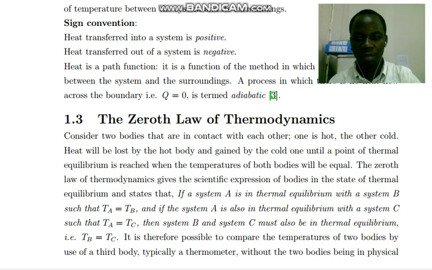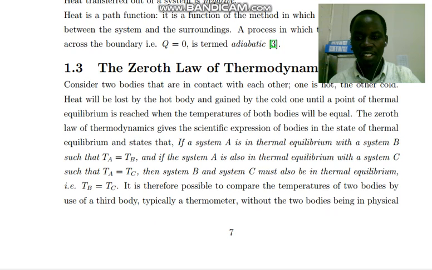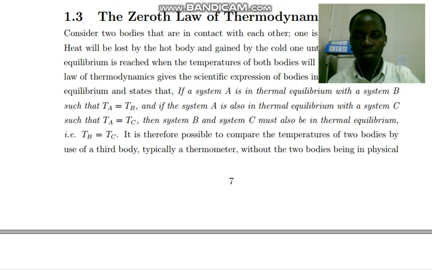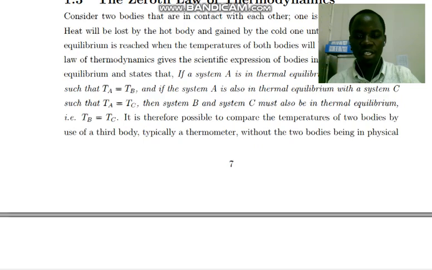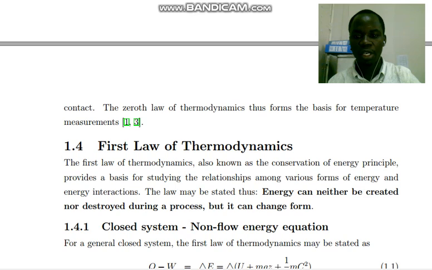The 0th law of thermodynamics gives the scientific expression of bodies in the state of thermal equilibrium and states that if a system A is in thermal equilibrium with a system B, such that the temperature of A is equal to the temperature of B, and if system A is also in thermal equilibrium with a system C, such that the temperature of A is equal to the temperature of C, then system B and system C must also be in thermal equilibrium. So the temperature of B must be equal to the temperature of C. It is therefore possible to compare the temperature of two bodies by use of a third body, typically a thermometer, without the two bodies being in physical contact. So that is the 0th law of thermodynamics, which forms the basis for temperature measurements.